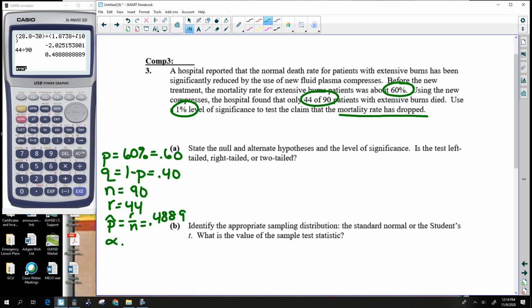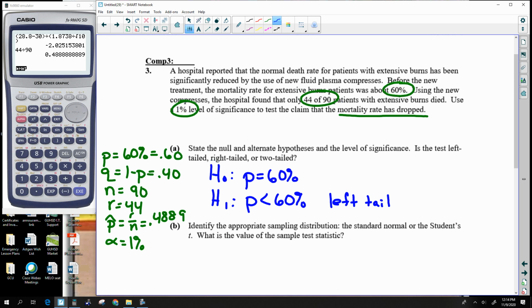And then we want an alpha of 1%. Okay, these are probabilities. This is going to be a standard normal. Okay, right now the null hypothesis is the probability is 60%. That means that the alternate hypothesis has the mortality rate drop. So is the percentage of death less than 60%. That makes this a left tail and a level of significance of 1%.